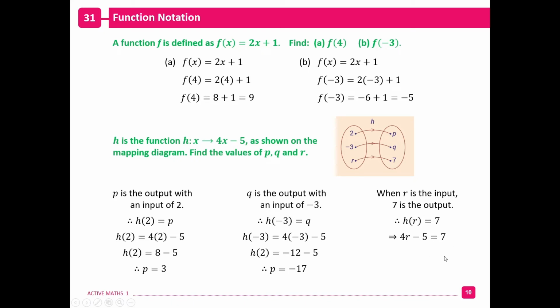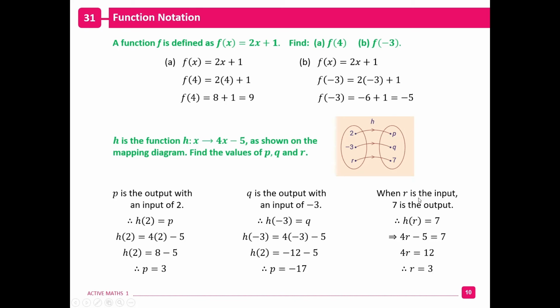So let's start by adding the 5 back on first. If we took 5 away and got 7, let's add the 5 back on, and that means when we just multiply the input by 4, it gives the answer 12. So if we want just one lot of our input rather than 4 lots of it, we can divide that 12 by 4 and we get the answer 3.